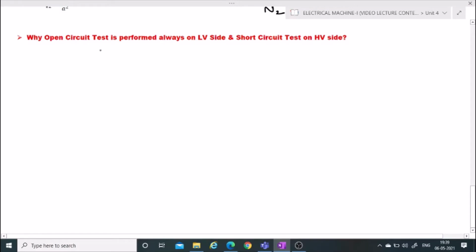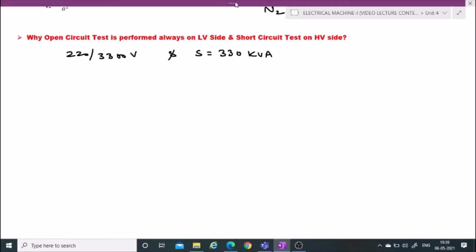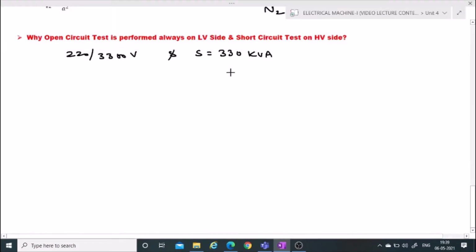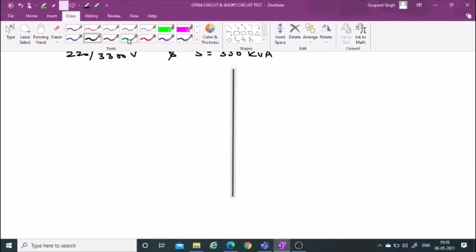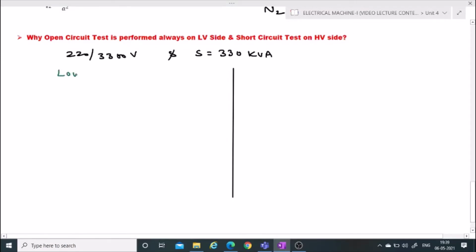understand this, we just take an example of a transformer whose voltage rating are 220 slash, which we have taken initially, 3300 volt, and whose kVA is 330k. Okay, so taking this example, we first calculate the parameters of high voltage side and low voltage side. Okay, first we calculate the parameters of low voltage side. Low voltage side.